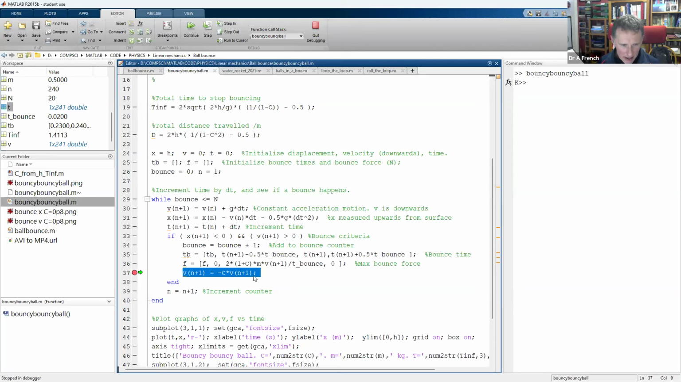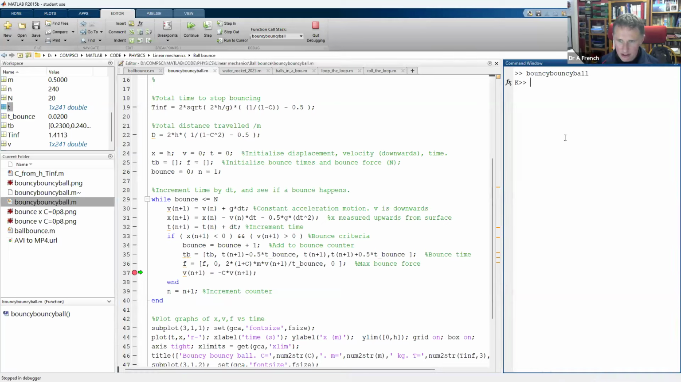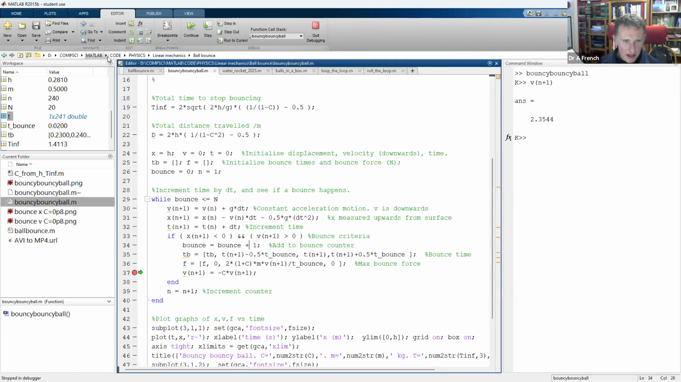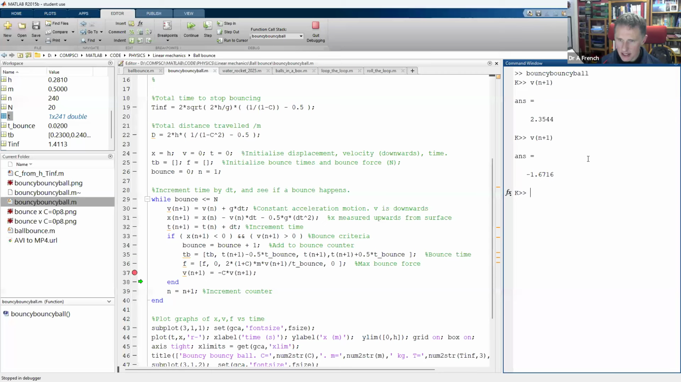So what I'm doing is I'm swapping the sign of my velocity and scaling it by the coefficient of restitution. That means my velocity vector is now going the other way around. So Vn plus 1 is, let's just type that, 2.35 meters per second. And if I increment this one more time, if I take a step, it's now minus 1.67. Now I increment my counter and basically I keep going around this loop.